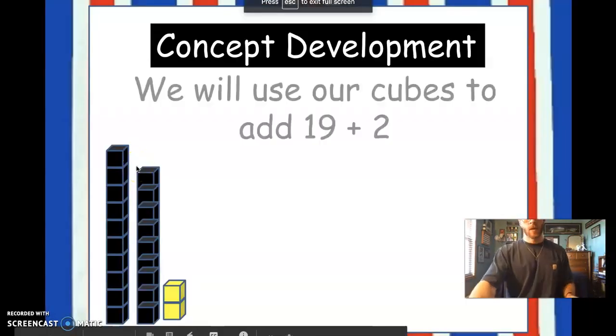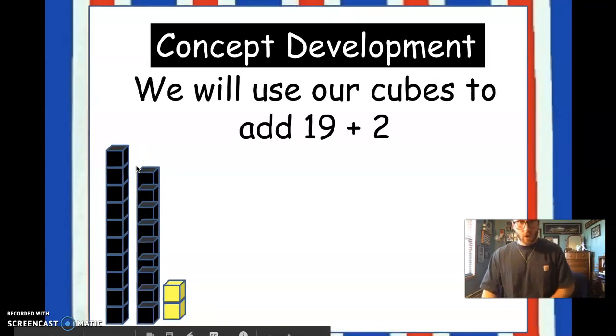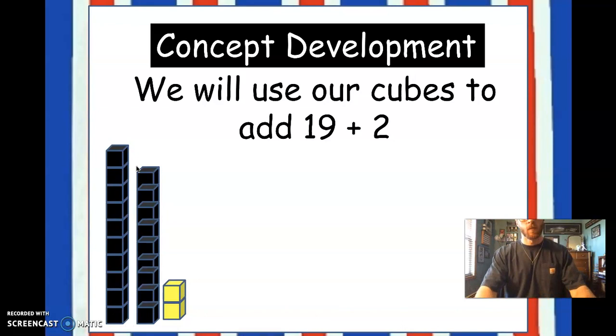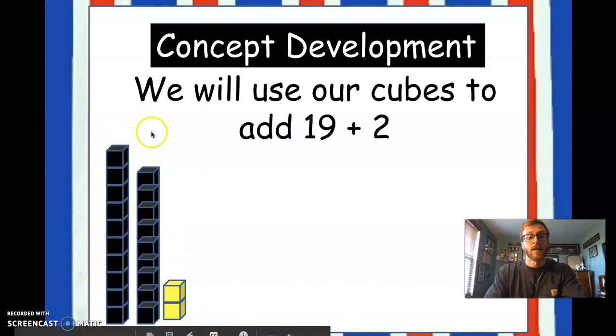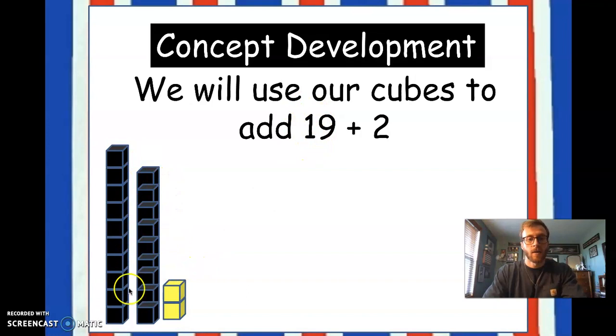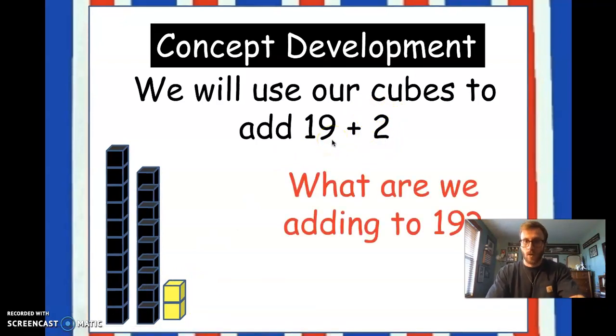So, our screen says, we will use our cubes to add 19 plus 2. And if you look at my screen, we have 19 represented by the black cubes. So I have one full 10 stick, which stands for the 1 in the tens place in the number 19. And then we have 9 extra ones right here, which represents the 9 in the ones place in the number 19. And these 2 yellow cubes are the plus 2 in the equation that we're going to be adding to 19.